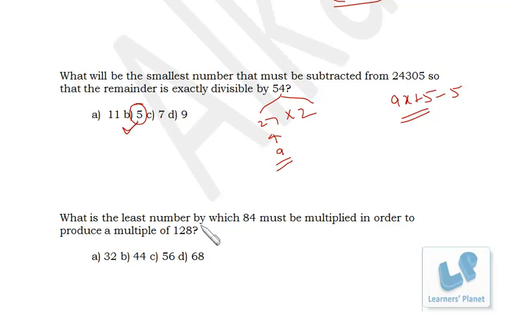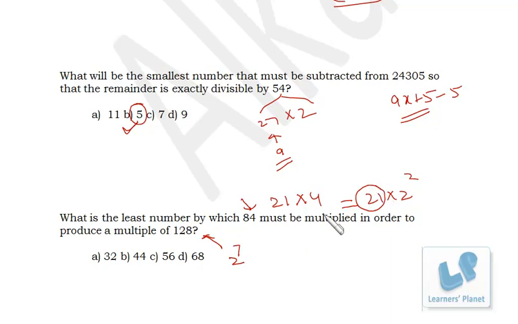Now this is, what is the least number by which 84 must be multiplied in order to produce a multiple of 128? Now 128 is what? 2 raised to 7, right? That is 64 into 2, or we can say 2 raised to 7. And this 84 is 21 into 4. So that is actually 21 into 2 square. So we want a number to be a multiple of 128. That means we need at least 2 raised to 7.